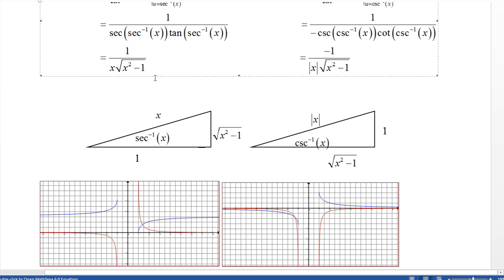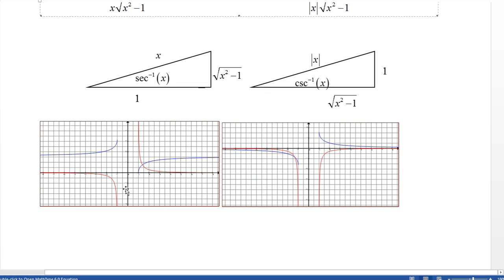Now what do we want? We want the secant of this angle. Well, the secant of this angle, of course, is just x. The secant and the arcsecant cancel each other out, leaving x. Or from this picture, it's hypotenuse over adjacent. Now we also want the tangent of that angle. The tangent is opposite over adjacent, so that's square root of x squared minus 1 over 1. And so this tangent of the inverse secant becomes this square root right here.